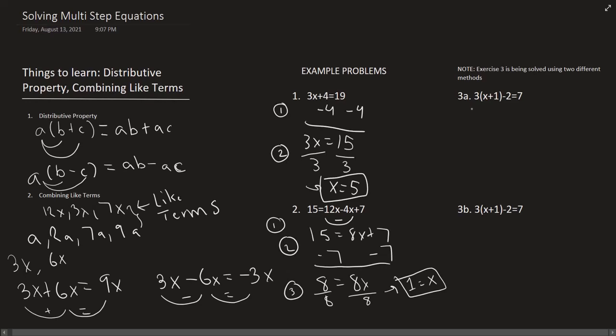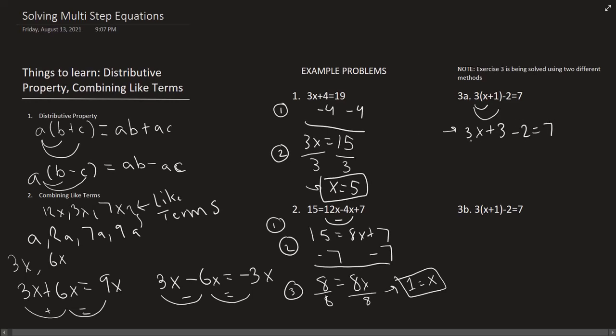Now let's go into this problem where we will solve the whole problem using two separate ways, or two different methods if you want to call them methods. So let's do 3a. We're going to solve 3a using the distributive property. First of all, we learned here that a times (b plus c) is ab plus ac, so we can also apply that here. Then 3x plus 3, since 3 times x is 3x and 3 times 1 is 3. So this is equal to 3x plus 3 minus 2 is equal to 7.